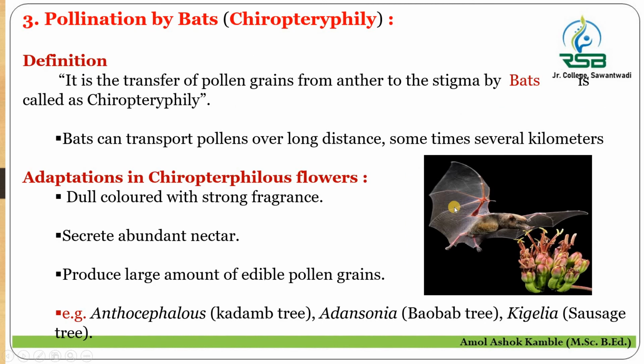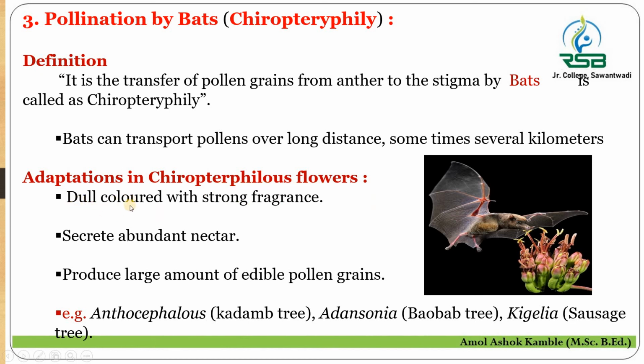Then come towards the next part, that is, pollination by bats. It is called chiropterophily. Here the transfer of pollen grains from anther to the stigma by bats is called chiropterophily. These bats which facilitate this process of pollination can transport pollen grains over long distances, sometimes several kilometers also. Then the adaptations in chiropterophilous flowers.